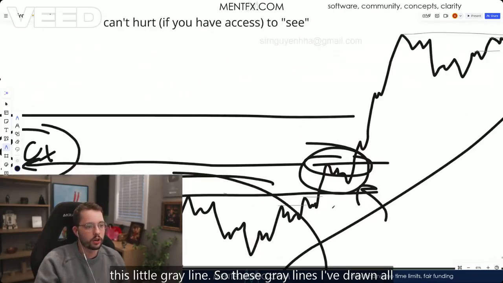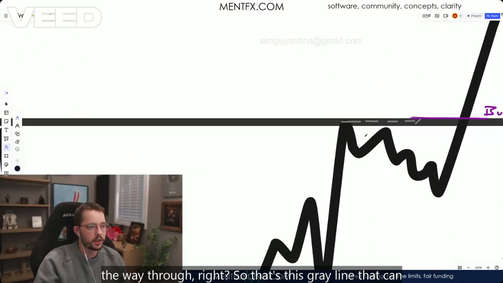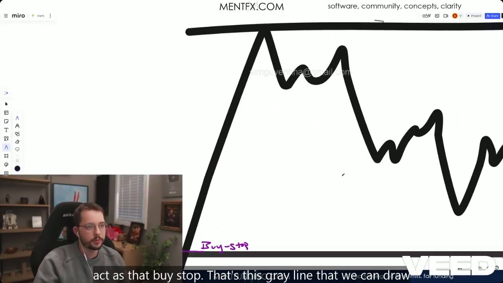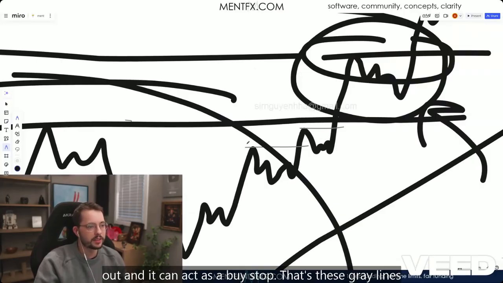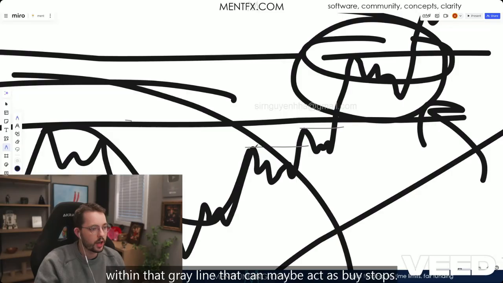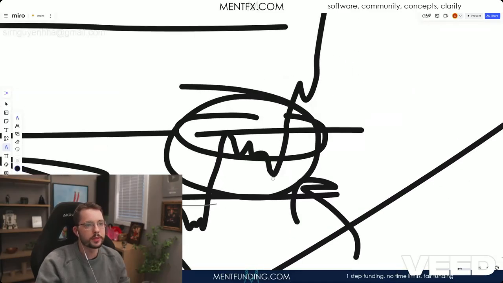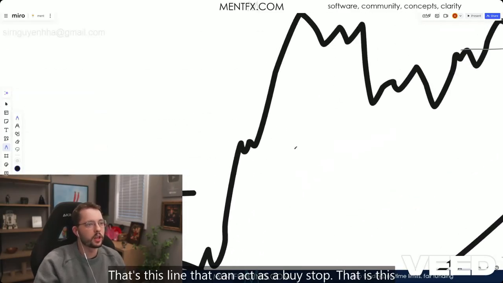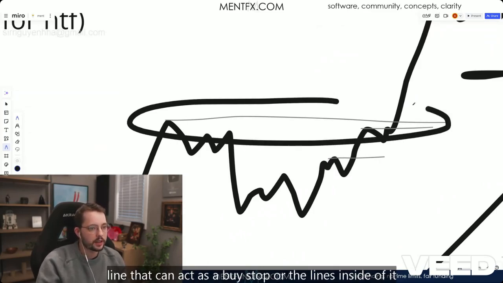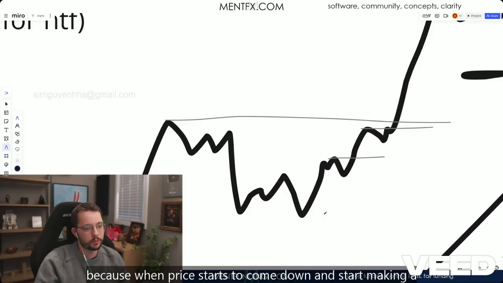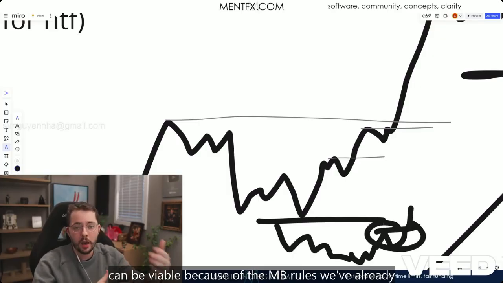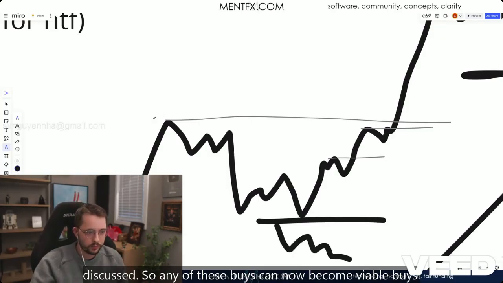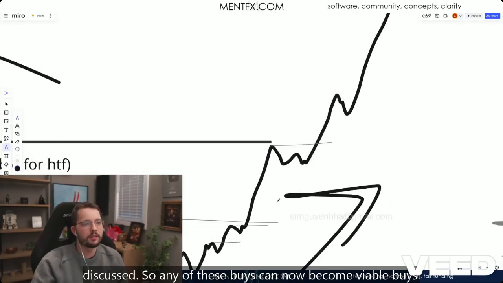So these gray lines I've drawn all the way through, right? So that's this gray line that can act as that buy stop. That's this gray line that we can draw out and it can act as a buy stop. That's these gray lines within that gray line that can maybe act as buy stops. That's this line that can act as a buy stop, or the lines inside of it, because when price starts to come down and start making a line and start coming up, it can start making new highs that can be buyable because of the MB rules we've already discussed. So any of these buys can now become viable buys.